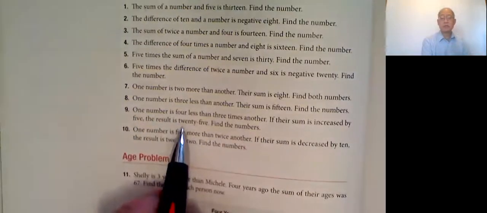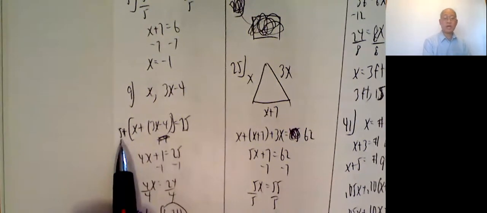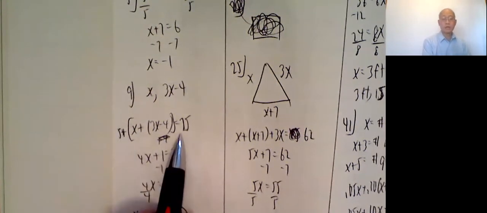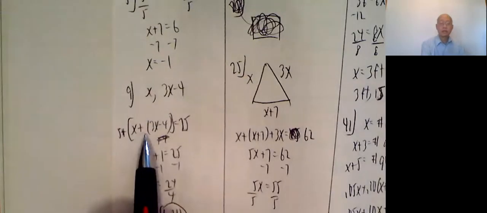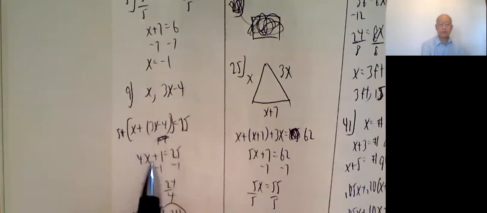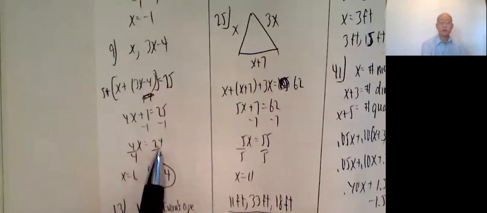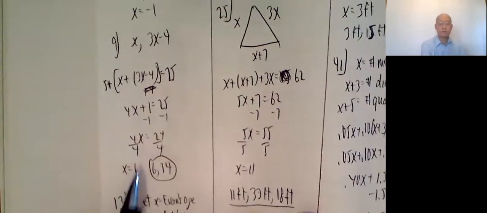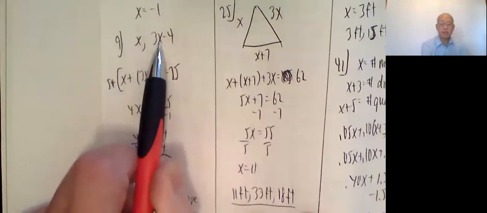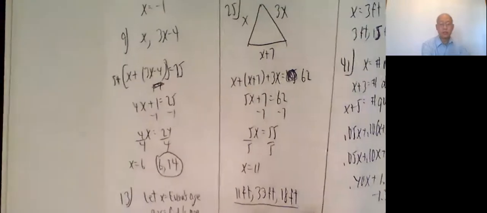If their sum is increased by 5, the result is 25. Okay, so the sum of these two numbers is that. When you increase it by 5, so 5 plus that, and you come out to be 25. So 5 plus x plus 3x minus 4 is equal to 25. This comes out to be 4x plus 1 equals 25. Subtract 1, 4x equals 24. Divide by 4, x equals 6. So if one number is 6, the other is 3 times 6, 18, minus 4 is 14. So the numbers are 6 and 14.